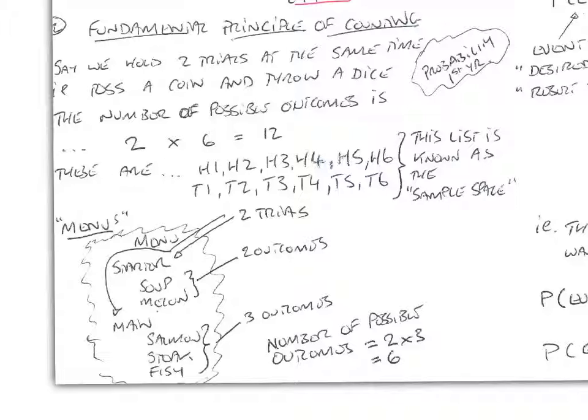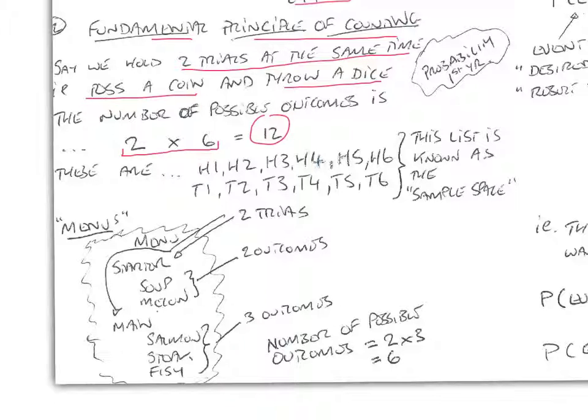But for now, let's look at the fundamental principle of counting, okay? And let's say we hold two trials at the same time. So we toss a coin and we throw a dice. The number of possible outcomes from tossing the coin with its heads or its tails, or throwing the dice with its numbers 1 to 6, the total number of possible outcomes is 2 times 6 is 12. So we're multiplying the possible outcomes from the coin by the possible outcomes from the dice, and we get 12.